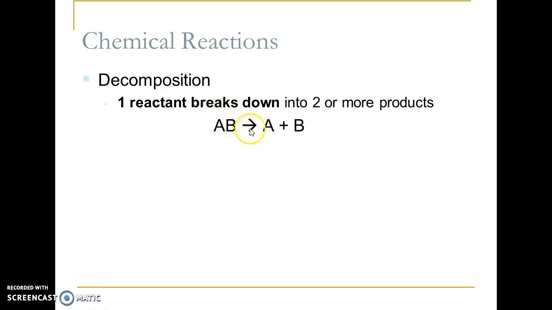Here we have our one reactant, and I know that there's one reactant because there are no plus signs here. And it's going to decompose into 2 products here. I know that I have 2 products because here's my plus sign.